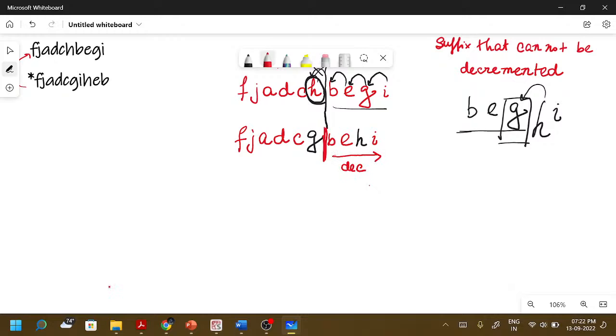Okay, now if we do it again once more, F, J, A, D, C, G is there, and we'll decrease it, so we'll have I. Now the first one, in the decreasing order, first the biggest one we have, which is I, then H, and we have E, then B. So this is our answer.